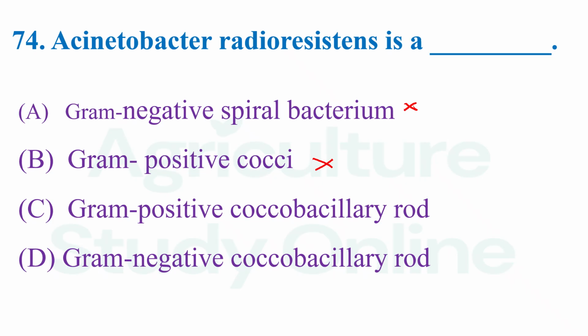Gram-positive coccobacillary rods. This is also incorrect, since the shape is partially correct, like coccobacilli, but it's gram-negative. So the correct option should be option number D, that is gram-negative coccobacillary rod.